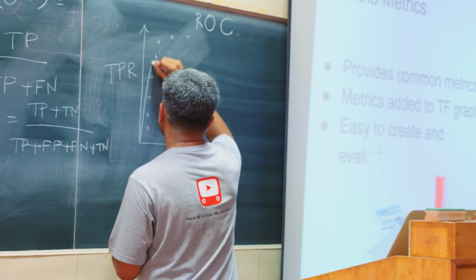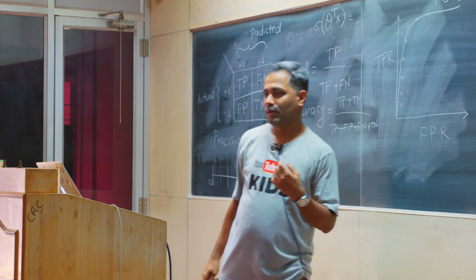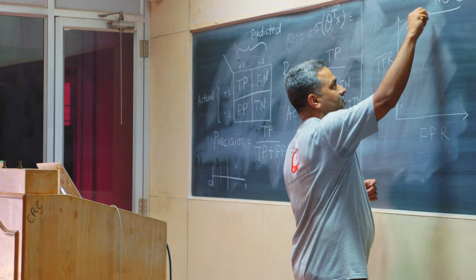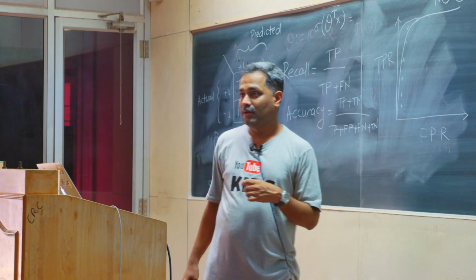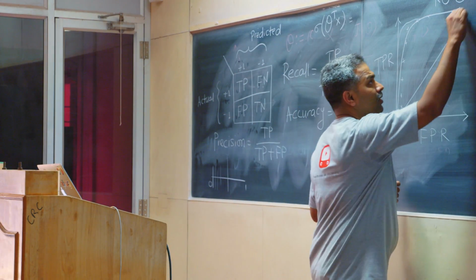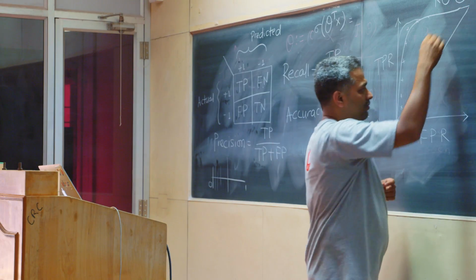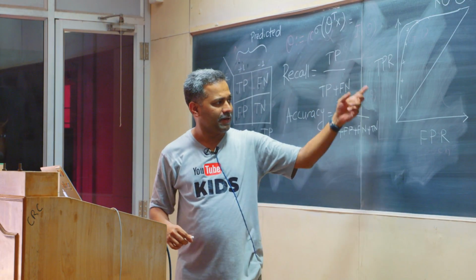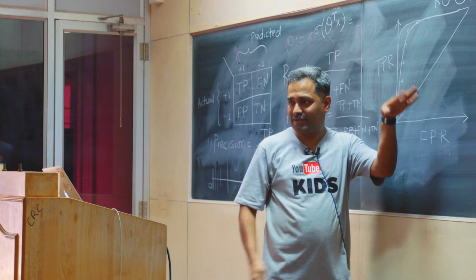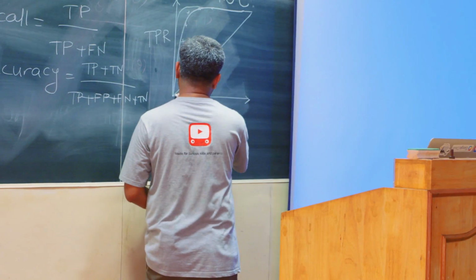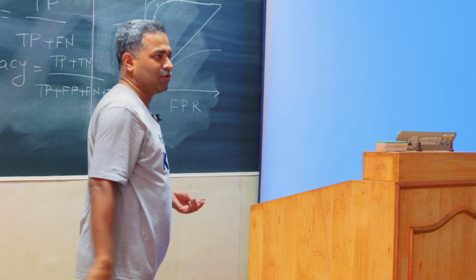So I'll get a curve like this, for example, right? The ideal curve should be like this, right? And if you have a random classifier, you have exactly the diagonal. If your TPR-FPR curve is below this, then you have a really bad classifier. If your TPR-FPR curve is like this, it is no good.